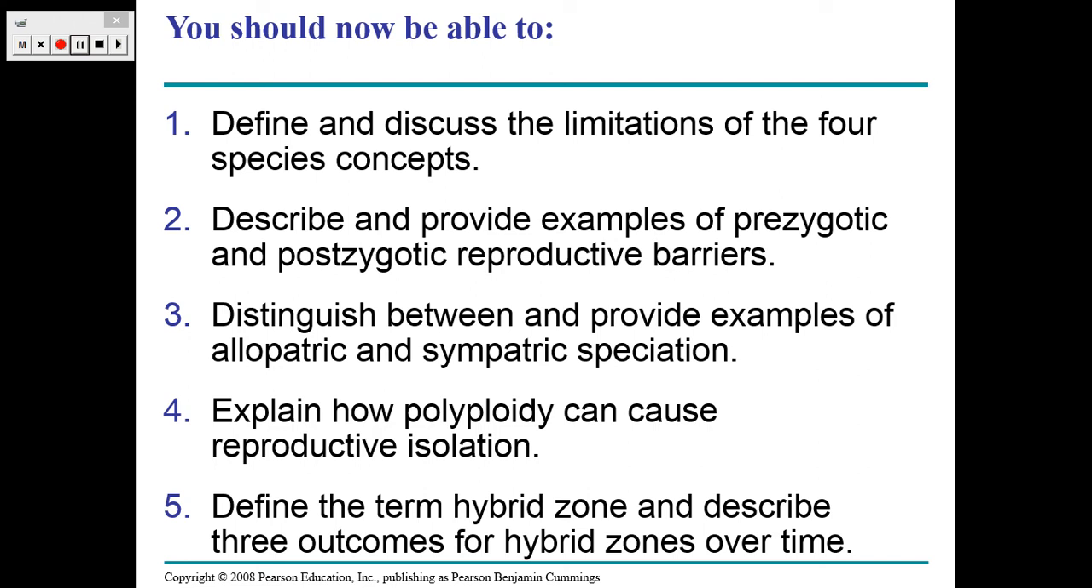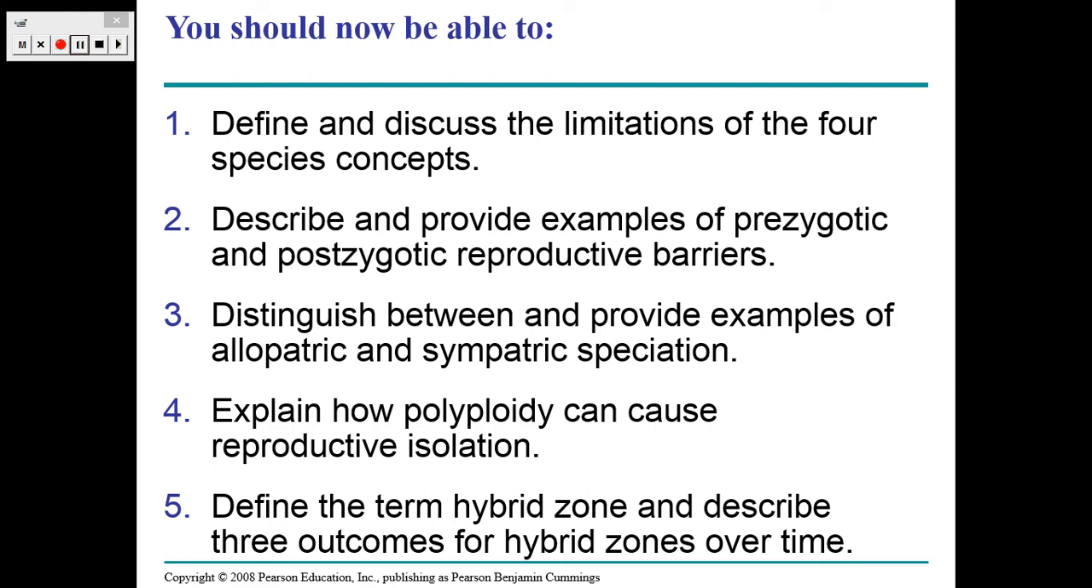Be sure to tell me the differences between pre-zygotic and post-zygotic reproductive barriers. That diagram on page 490 is really great because it's got examples, and there's a chart in the reading guide that puts it into a different perspective, but that's a really good way to look at definitions and examples. And then be able to tell me the difference between allopatric and sympatric.